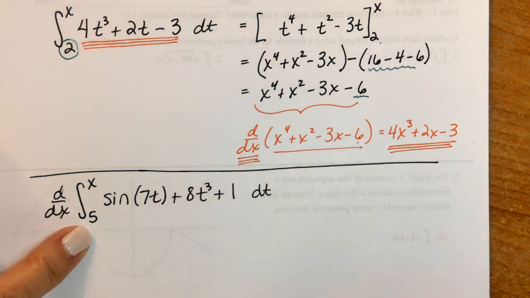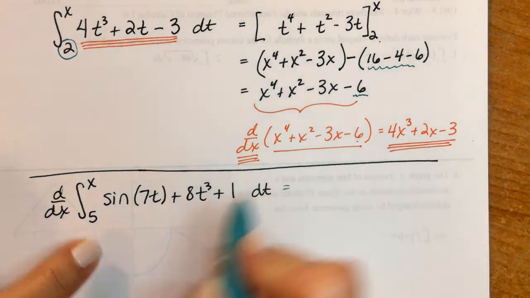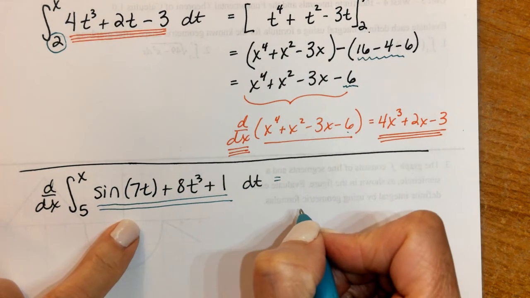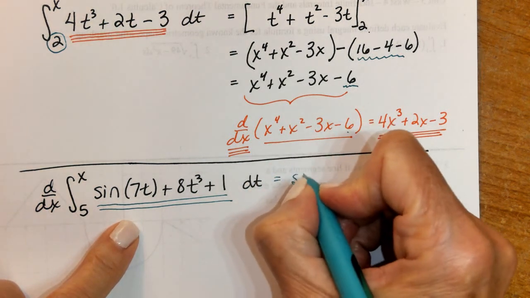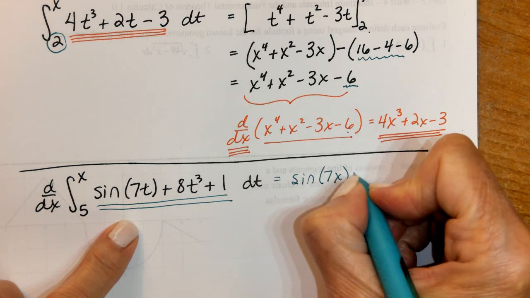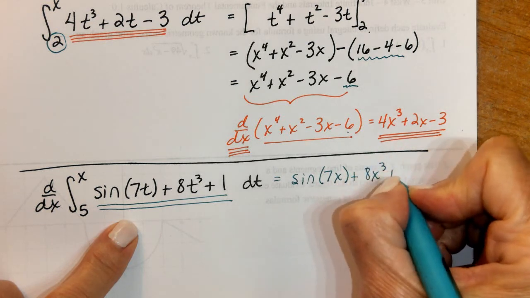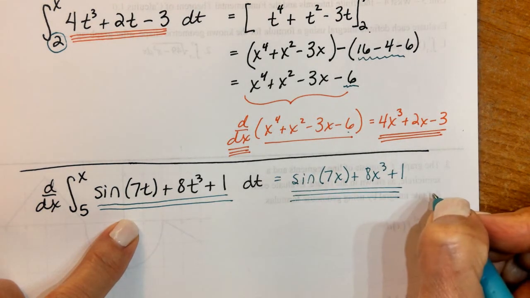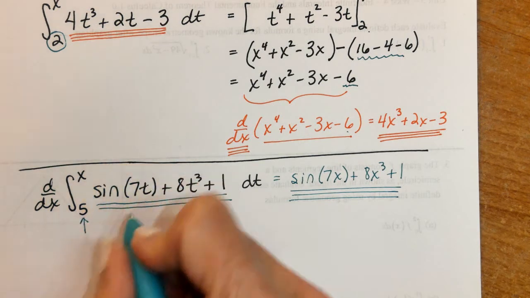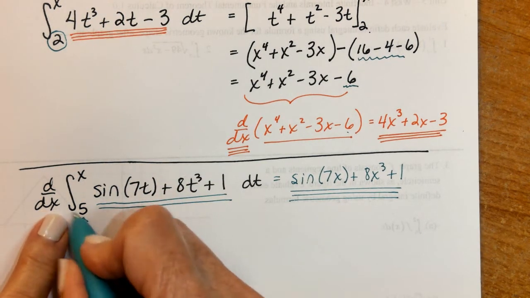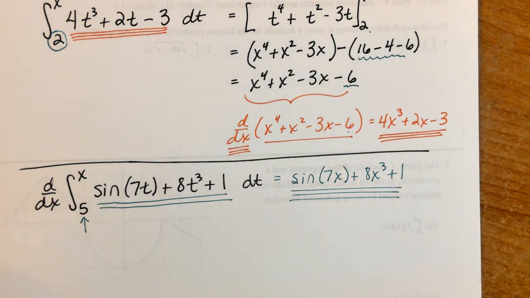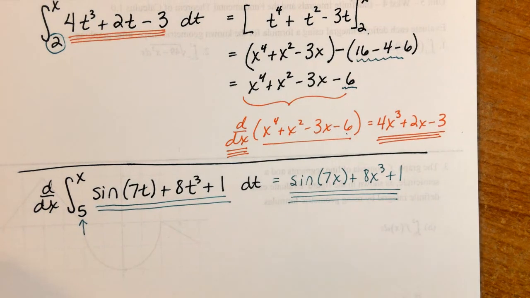This is going to be the exact same thing I have written here, except instead of t, I'll have an x. Sine of 7x plus 8x cubed plus 1. That's it. That's it. What happened to the 5? Well, when we took the derivative of that number, we got 0. That's what happened to that 5. So the 5 will not come into play here, because the derivative of 5 is 0. Okay?